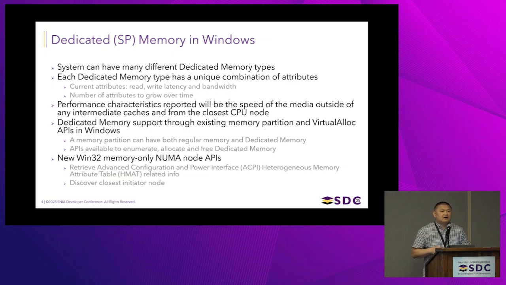Besides this, we are also planning on introducing new Win32 APIs that make it easier to work with memory-only NUMA nodes. Some of the things these APIs can do is expose the attributes that are exposed through the ACPI HMAT table. We'll also have an API that allows software to discover the closest initiator node, which are nodes with CPUs on them, so that if software wants to schedule work, it can figure out which CPU to schedule the work on to get the lowest latency to the dedicated memory.